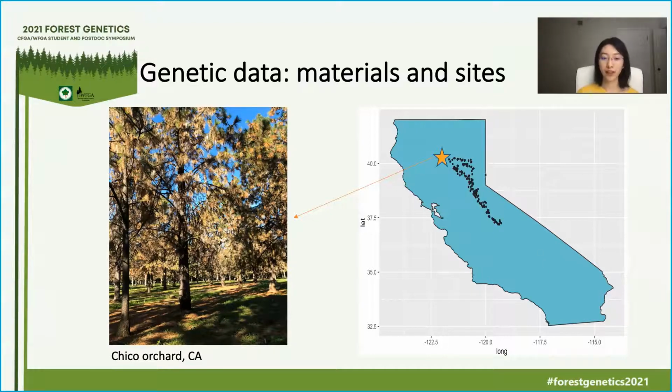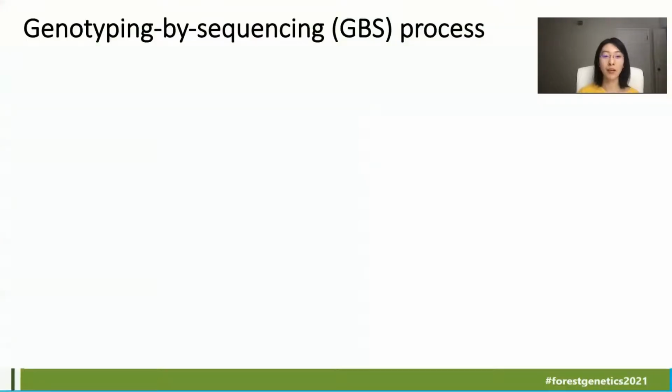Fresh needles were collected and dried with silica gel desiccant. We then extracted the total genomic DNA from the dried needles. We use GBS, genotyping by sequencing, to sequence DNA, which is a restriction site-associated DNA sequencing technique and can produce large amount of SNPs in a relatively cheap way.